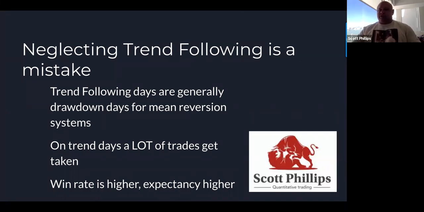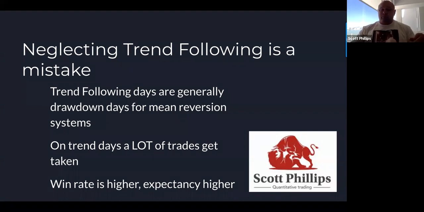It's a huge mistake because the trend following days are generally drawdown days for mean reversion systems. And what I mean by that is if you're trading mean reversion, betting against the trend, and you get a trend day, a trend that just goes and goes and goes all day, then you probably paint loser after loser after loser on those days, right? So if you're trading trend following and you get a trend day, you're probably going to do pretty well. If you're trading mean reversion, you get a choppy day, you're probably going to do pretty well.